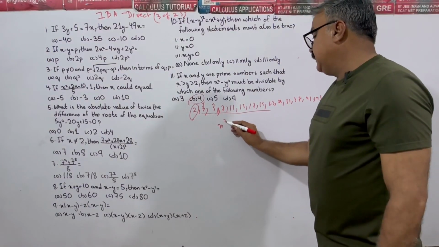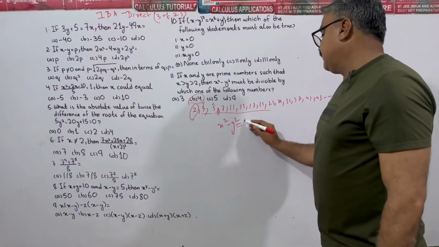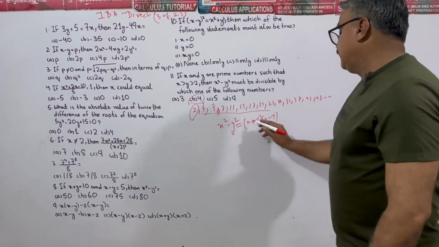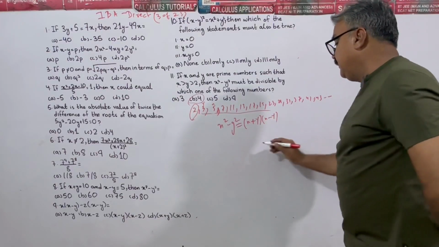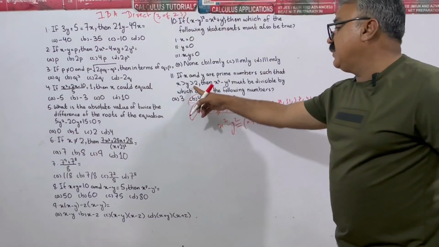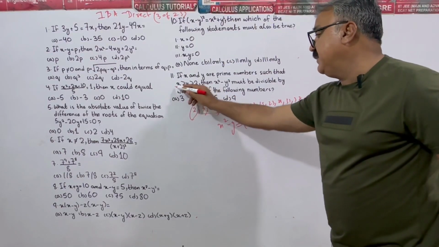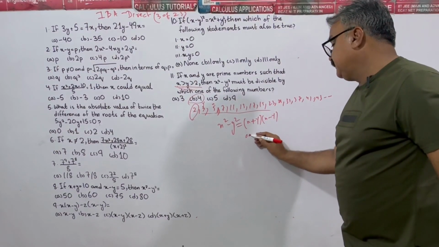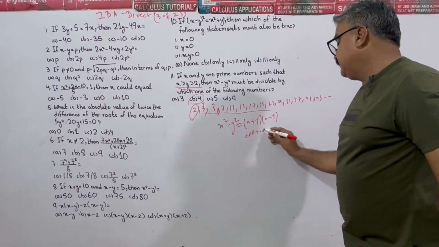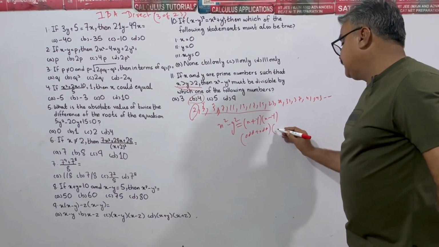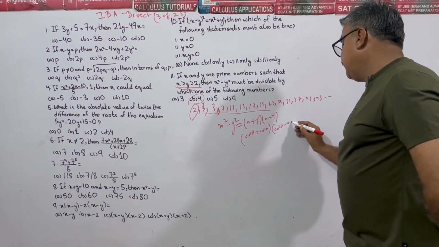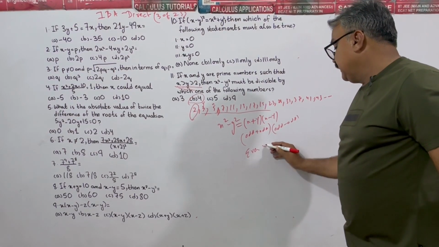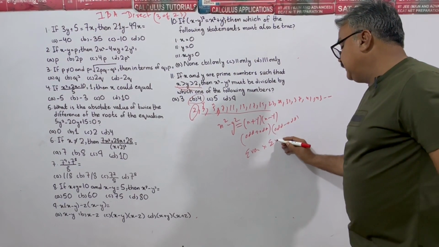x square minus y square. If I factorize, x plus y times x minus y. Now look, all primes are odd except 2, but we cannot take 2. We have been restricted from taking any values. So this is odd plus odd times odd minus odd. Odd plus odd results in even and odd minus odd results in even.